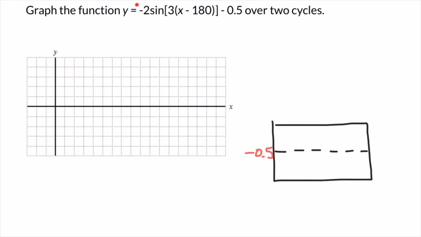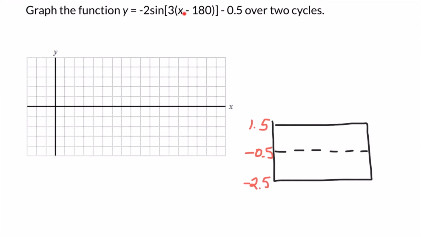My amplitude is 2, so that means my maximum and my minimum are up 2 and down 2 from my central axis. So if I go up 2, that brings my maximum to 1.5. And if I go down 2 from my central axis, my minimum value is -2.5.